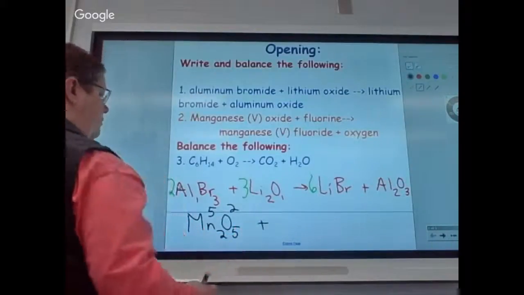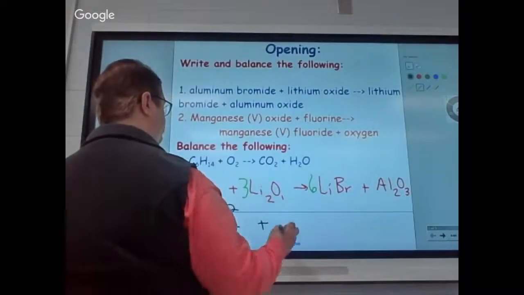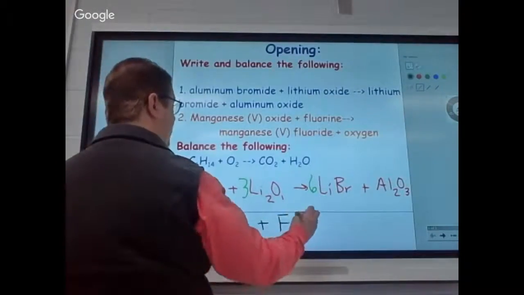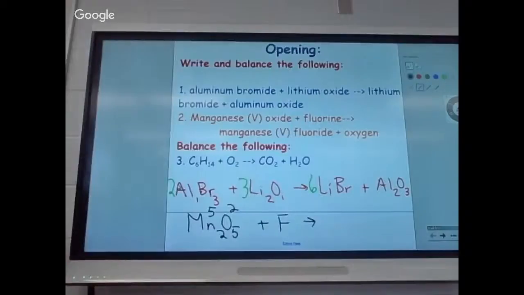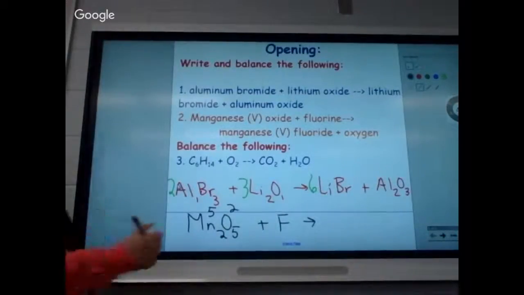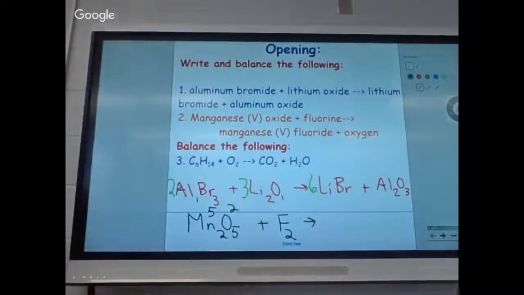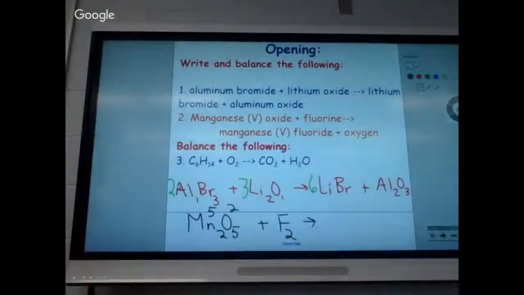Plus fluorine. Fluorine is a what? It's an element, right? And I heard somebody say it's one of the 7. So anytime you have an element that's by itself, it's alone, you have to ask yourself, is it one of the 7 diatomics? So is fluorine one of the 7 diatomics? It is. So this is one that would require us to stick a 2 or a subscript on it. All right, manganese 5 fluoride.